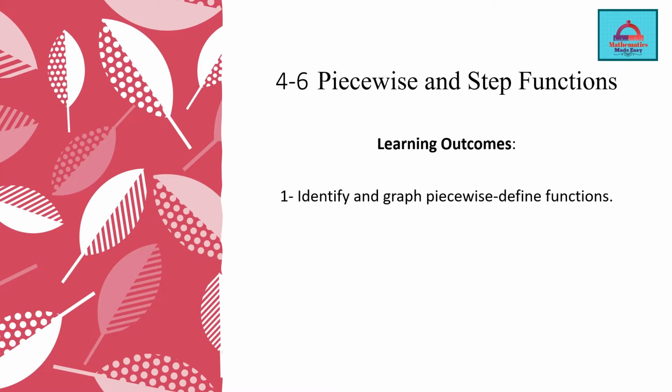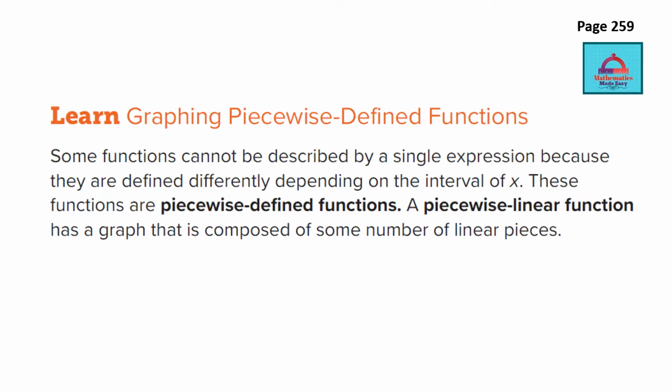Graph piecewise defined functions. So let me give you the definition of a piecewise defined function. Some functions cannot be described by a single expression because they are defined differently depending on the interval of x. So in simple words, a piecewise defined function is a function which is defined in pieces or defined in parts. In your course, you will be learning piecewise linear functions. Each piece would be a linear function, or a straight line, so the graph is composed of some number of linear pieces.